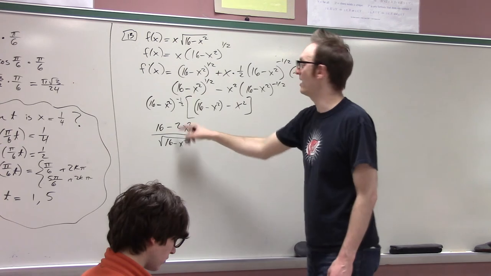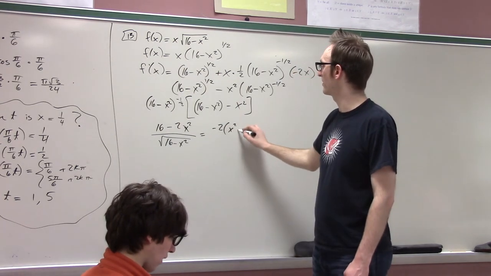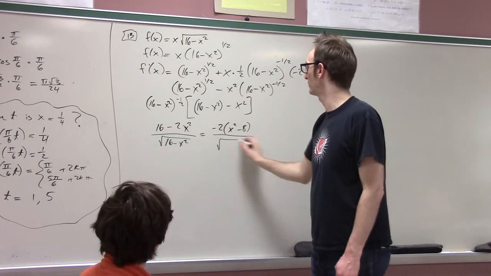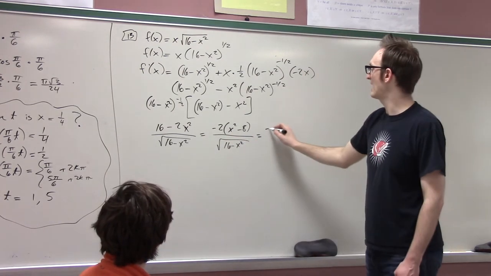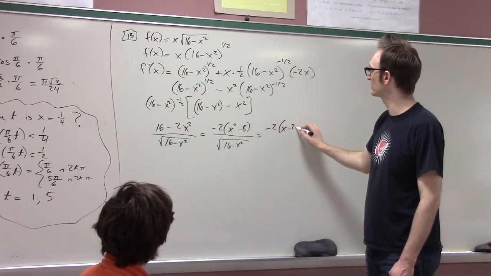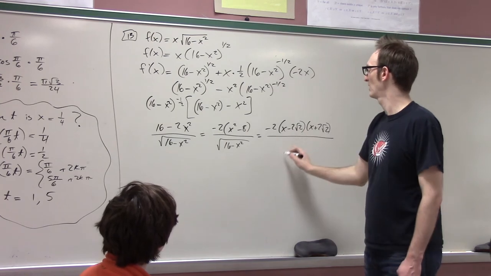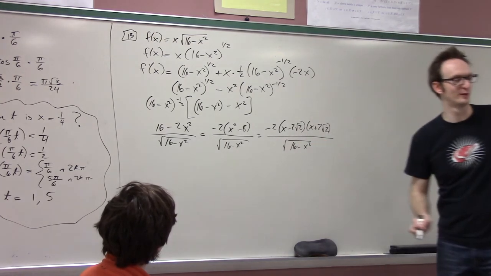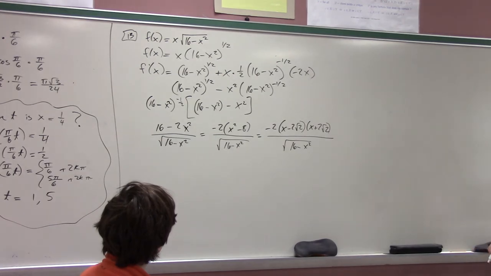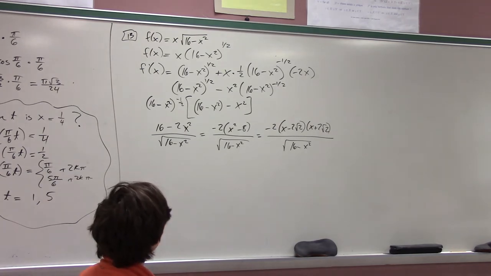And I could now factor out a negative 2. If I factor out a negative 2, I'm left with x squared minus 8 over root 16 minus x squared. And I could even write this as negative 2 times x minus 2 root 2 times x plus 2 root 2 in the numerator. All right, this is a beautiful factored derivative, which I'm now in total control of when it comes to figuring out where this thing is positive and where this thing is negative.